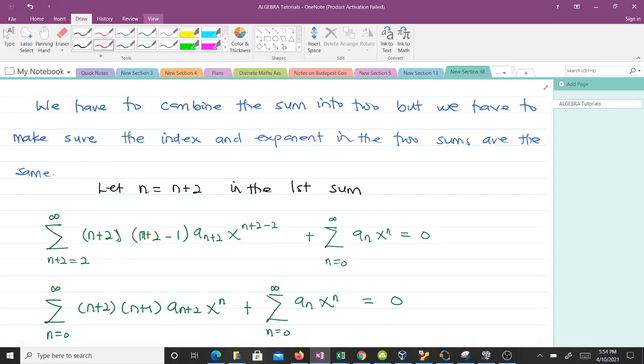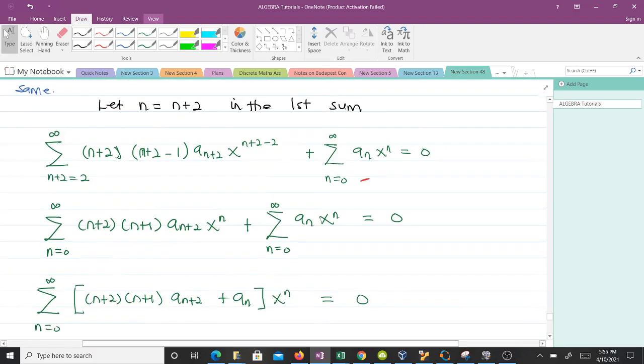So we get summing from n plus 2 equals 2 to infinity (n plus 2)(n plus 2 minus 1). That is wherever you find n, you put n plus 2. So a_(n+2), then x^(n+2-2), plus we maintain this one. So you can see that here we have n plus 2 is equal to 2. So we have n will be equal to 2 minus 2, and n will be 0. That's why you can see 0 here. We have n plus 2 here, here to be n plus 2 minus 1, which is n plus 1. Then here we have n plus 2 minus 2, which is x^n.